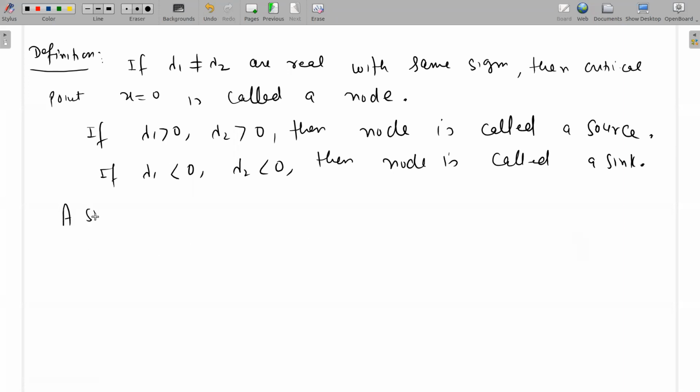So you can check from previous example, a sink is stable and a source is unstable. Also, you can study more examples for system.